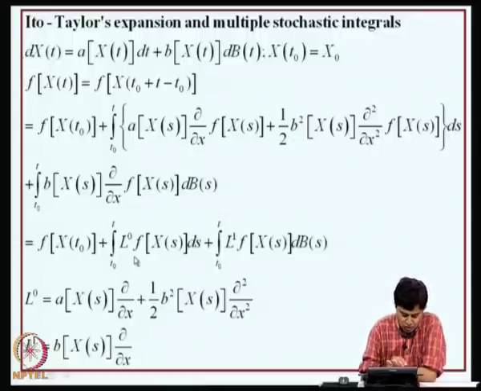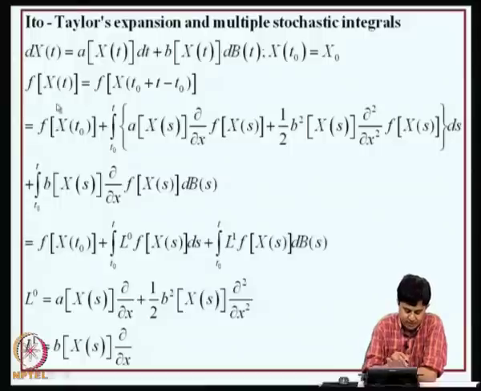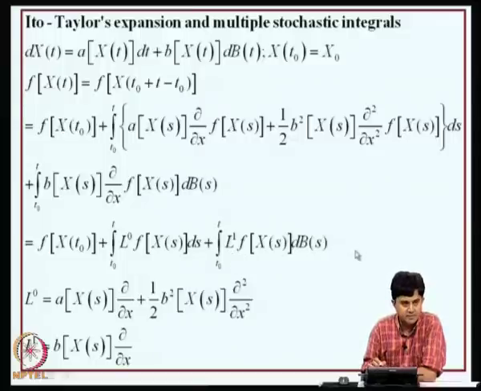Now, I will introduce two operators L naught and L1. L naught is a dou by dou x plus half b square dou square by dou x square, and L1 is b dou by dou x, and with these notations L naught and L1 I can write f of x of t in the form of f of x of t naught plus this integral L naught f ds plus L1 f dBs.